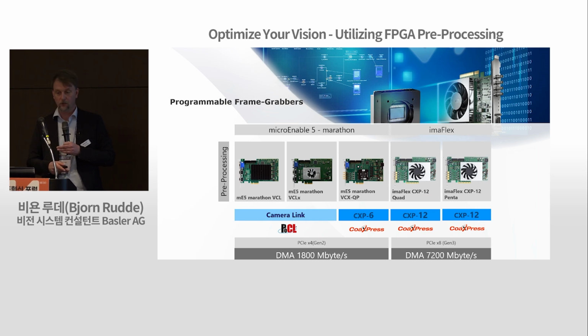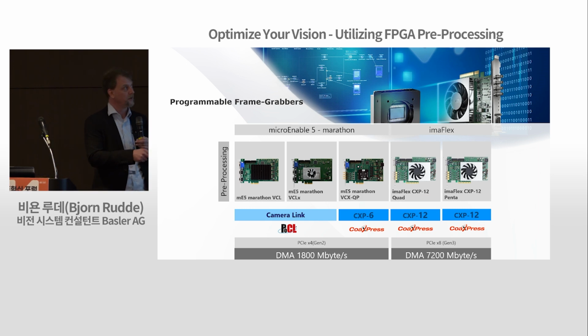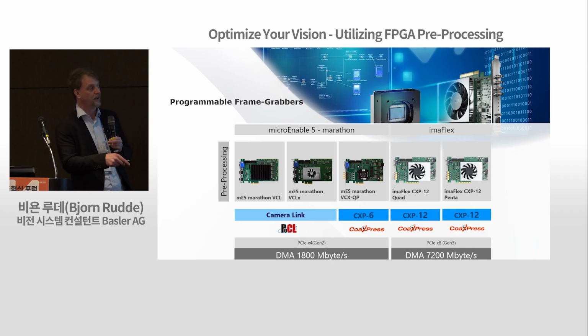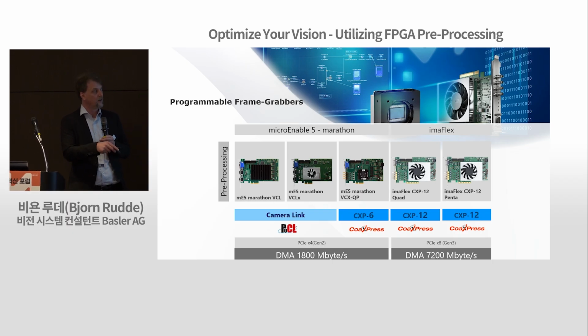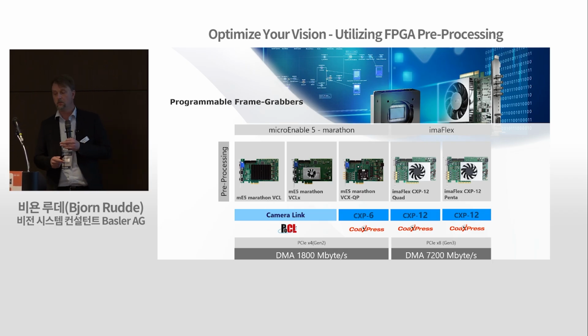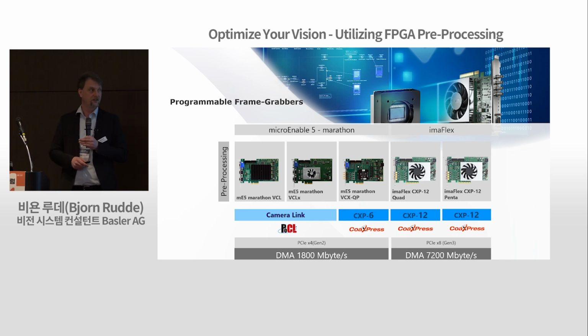So when we want to talk about the hardware being available, we can support CameraLink, CoreExpress 6, and also CoreExpress 12, and more to come in the future. So when we look at these frame grabbers for CameraLink, they have a potential output of 1.8 gigabytes per second, while the ImaFlex goes up to 7.2 gigabytes per second. The ImaFlex series is focused on CoreExpress 12, so one of the current standards that went into the market.